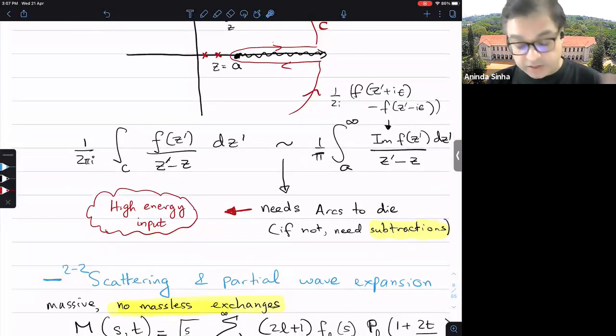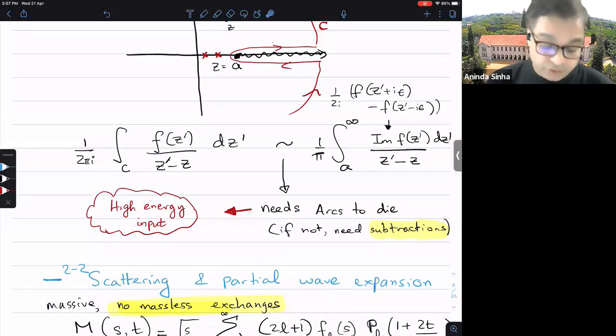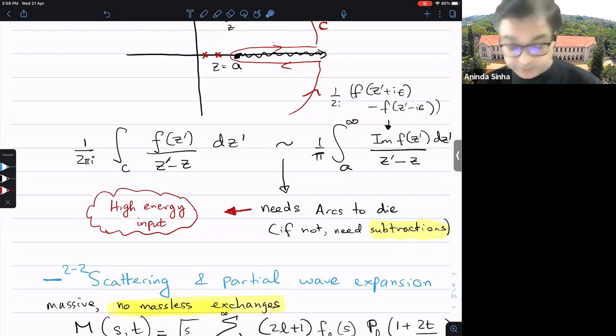So where does scattering come in? So f of z is just a function. Soon you will see that we will relate this to a dispersion relation for scattering amplitude. And basically there is an implicit high energy input. You require the arcs to die, otherwise you wouldn't be able to complete the integral. You would require to justify, I wouldn't say assume, but you require to justify that the arcs can be dropped.